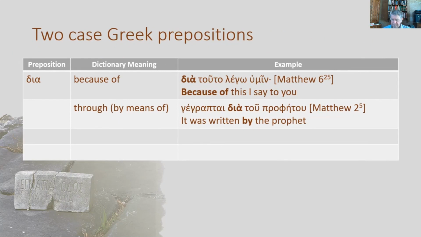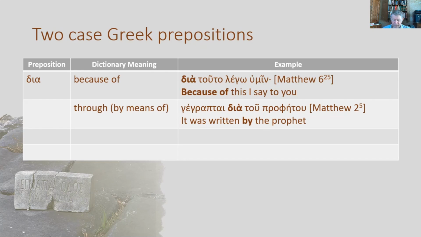Dia. Dia has two fundamental meanings. And again, let me emphasize, it's obviously a lot more complex than this, but in terms of the dictionary meanings, in terms of what you will learn, it has two meanings. Because of and by means of, although we'll simplify by means of to say through. So it gives the two examples here. In Matthew chapter 6 verse 25, dia touto lego humin. Because of this thing, literally, because of this, I say to you.